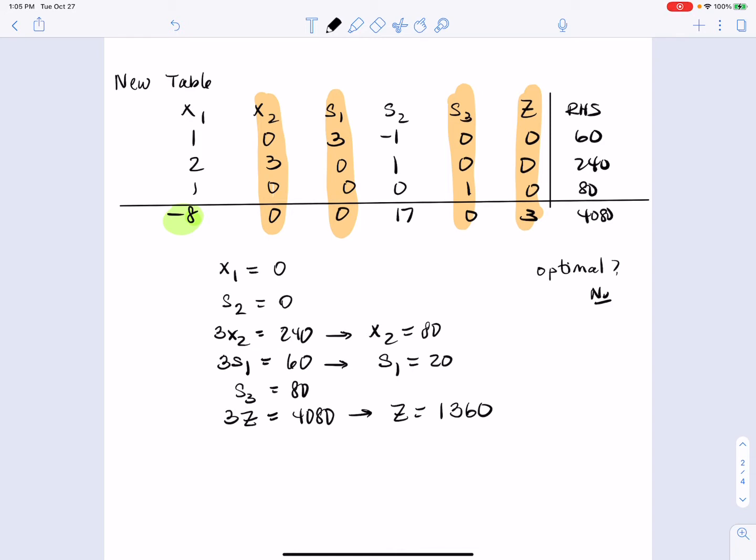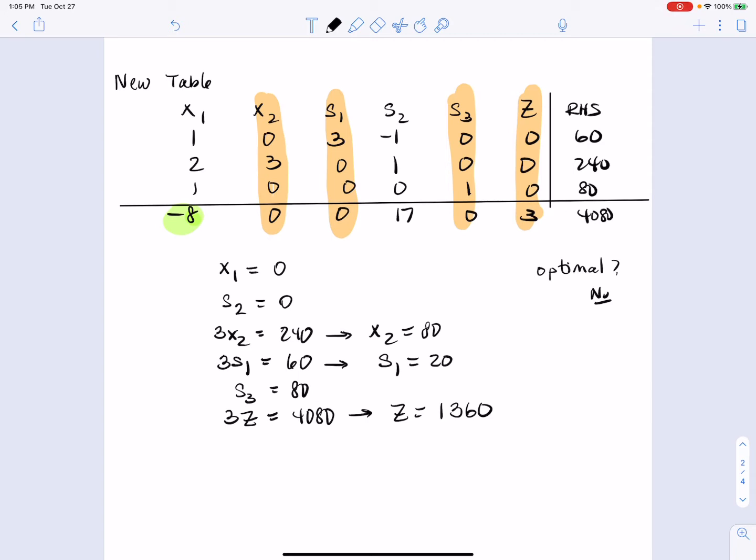And we saw that the coefficient of x2 is 3 in the second row, which means 3x2 is equal to 240, which means x2 equals 80. And likewise for s1, s3, and z. And the question I posed as we ended the last video was, is the solution optimal? And the answer is no.